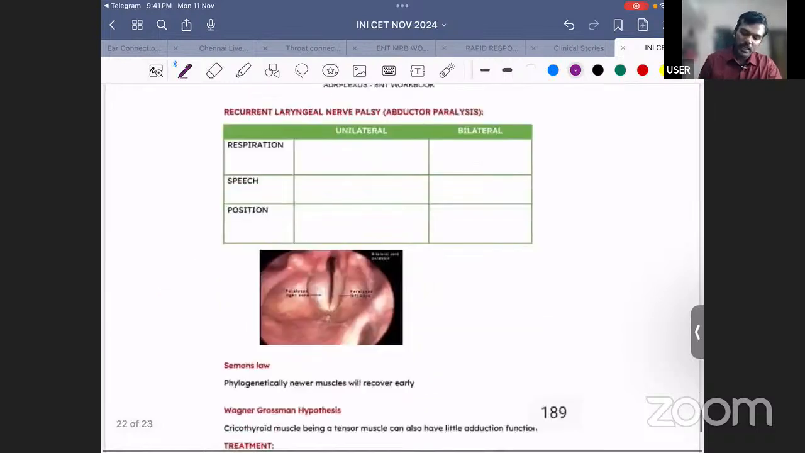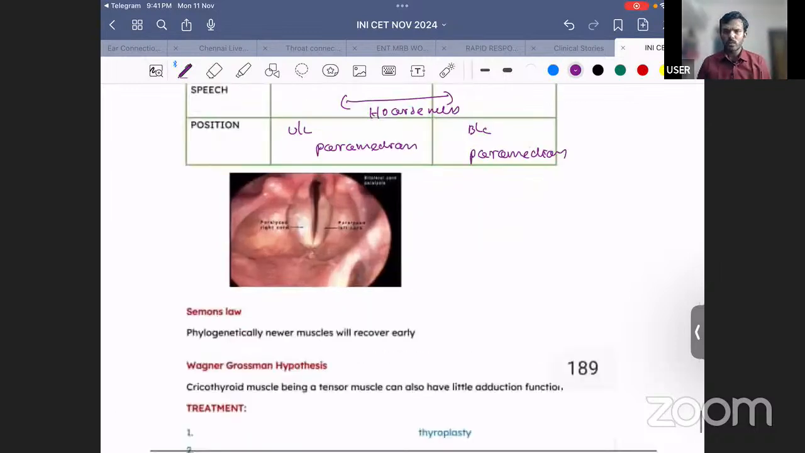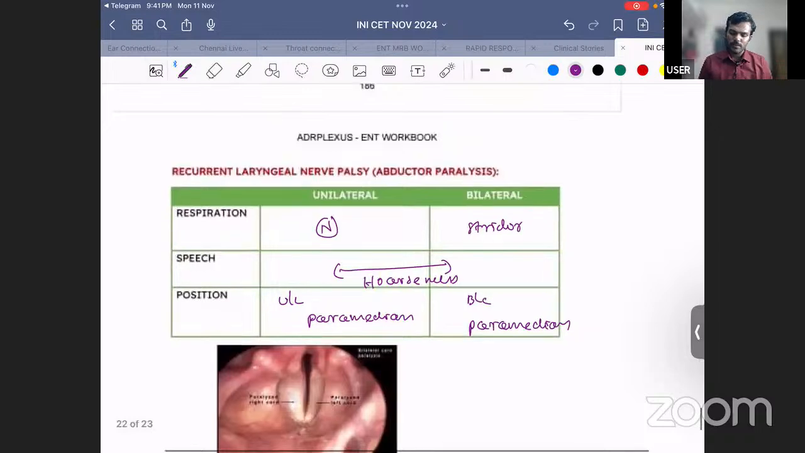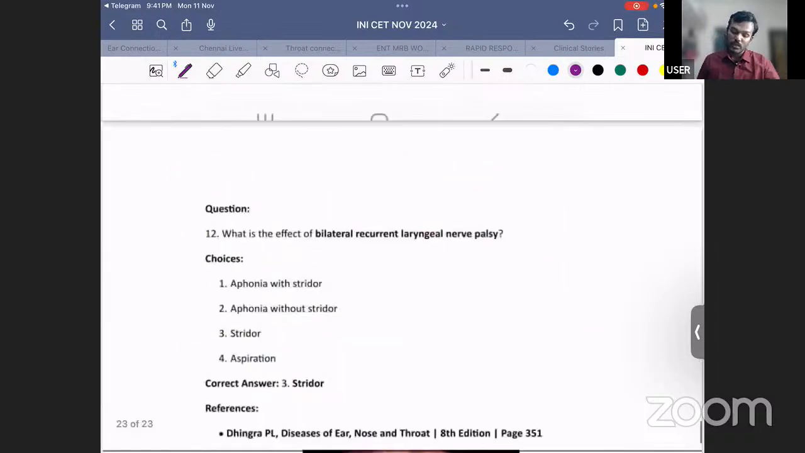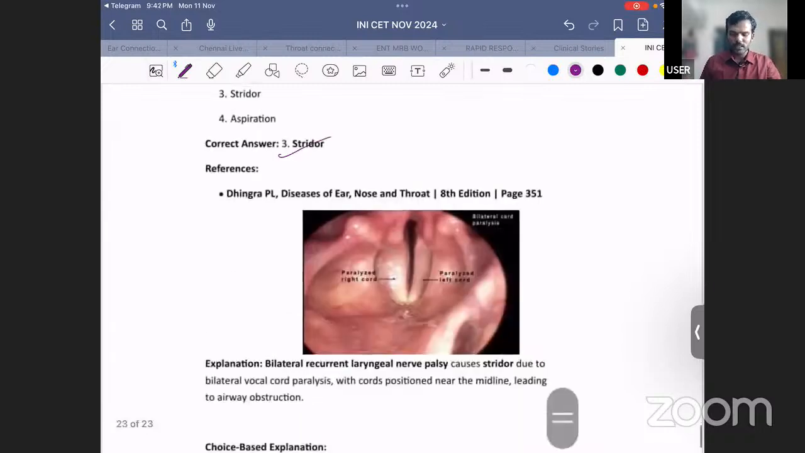The screenshot from our workbook. So unilateral, respiration will be normal. Bilateral, there will be stridor. Speech, both will have a little bit of hoarseness, which is more in bilateral. Position, unilateral paramedian. Here, bilateral paramedian. So this is the screenshot from our workbook. Okay. So this is a screenshot from our question bank. The answer is stridor, which is a worse prognosis compared to other nerve palsies.